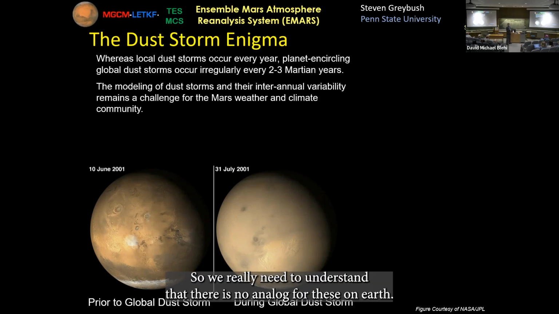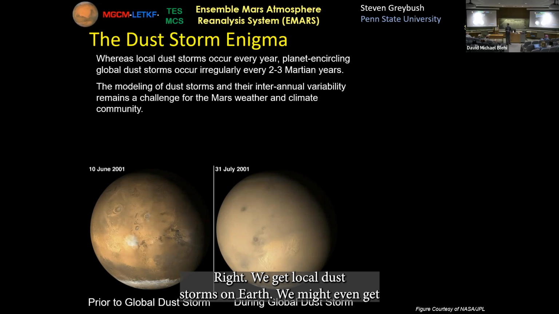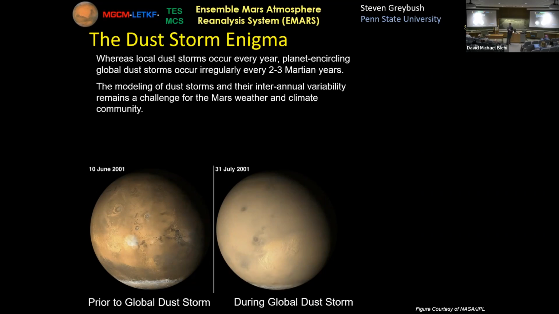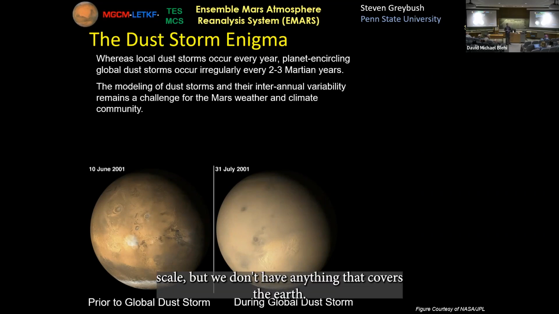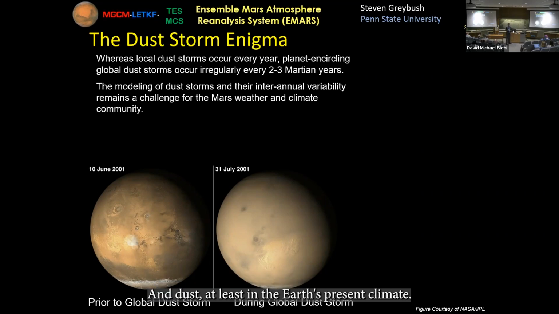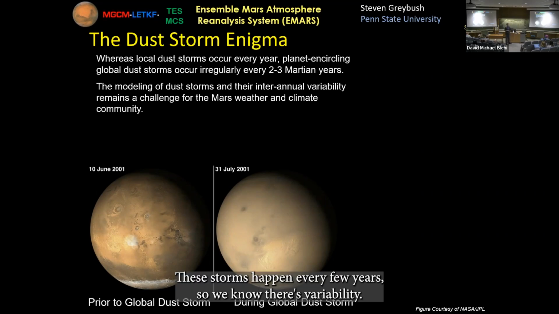We really need to understand this because there is no analog for these on Earth. We get local dust storms on Earth. We might even get local to regional scale. But we don't have anything that covers the Earth in dust, at least in the Earth's present climate, that would be analogous to that. These storms happen every few years.